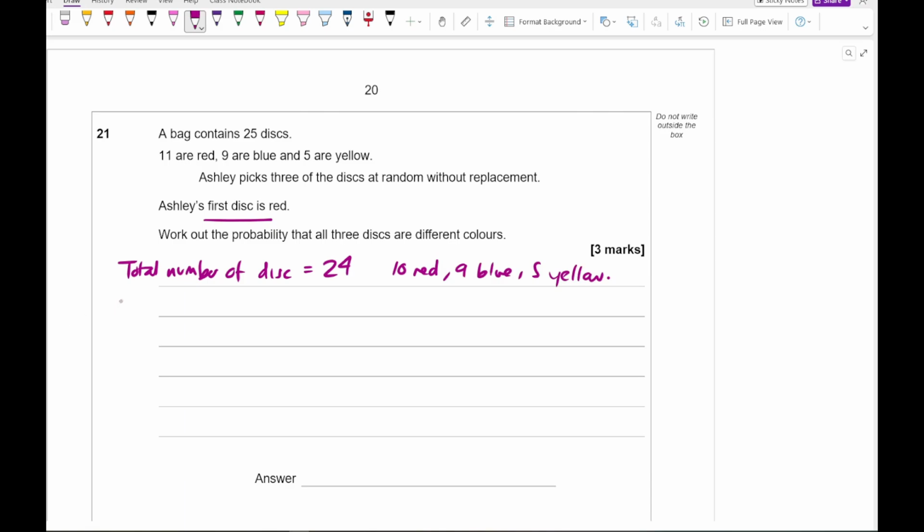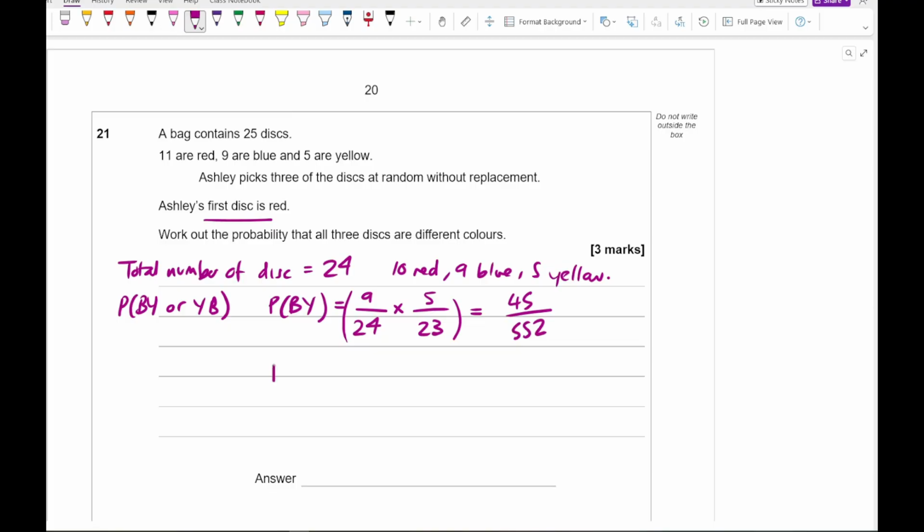Now the question is asking us to work out the probability of getting a blue and a yellow, or yellow and a blue. Now in terms of the first situation, the probability of getting a blue and a yellow is going to be the probability of the first one being blue, which is 9 out of 24, multiplied by a yellow, in which there's 5 out of 23 discs. And if I type that into my calculator, I get an answer of 45 over 24 times 23, which gives me 552.